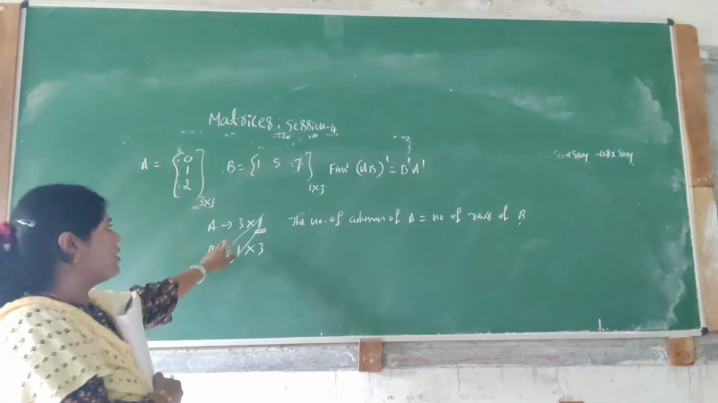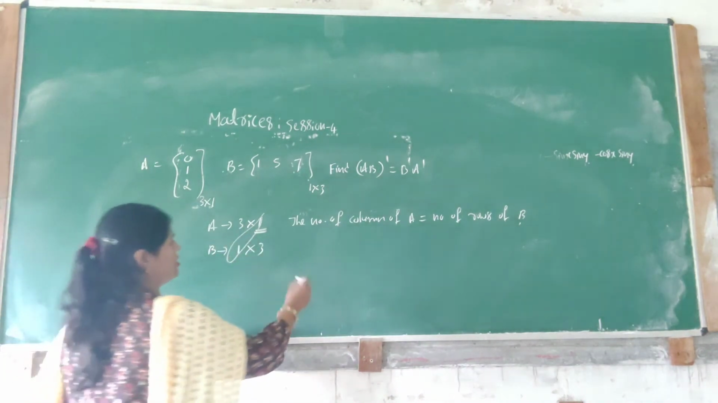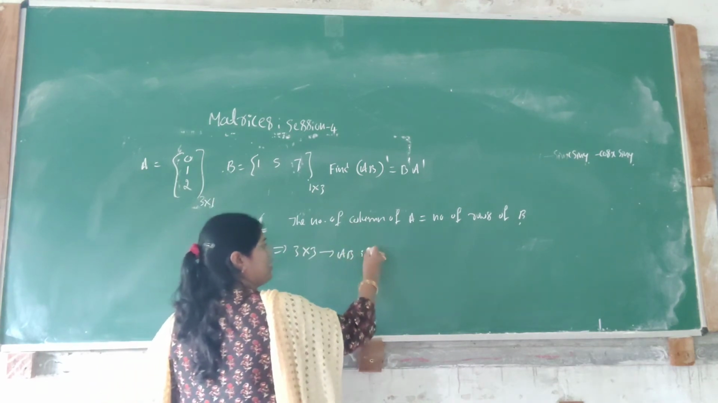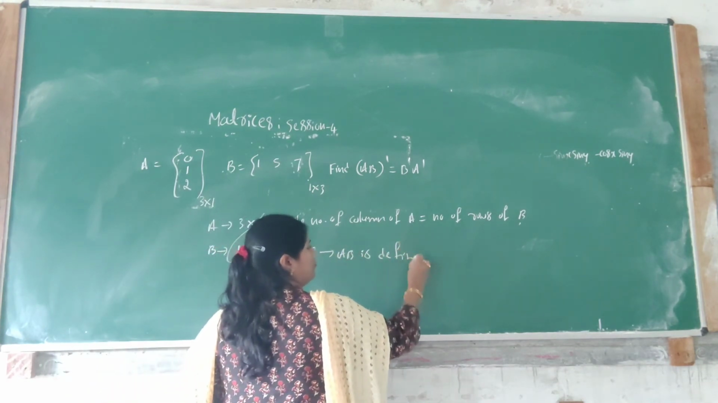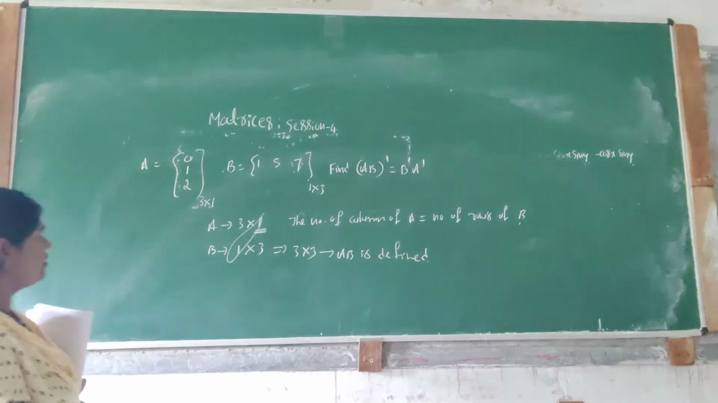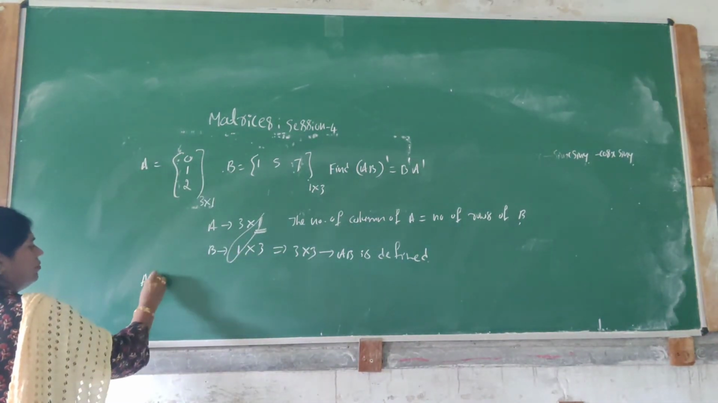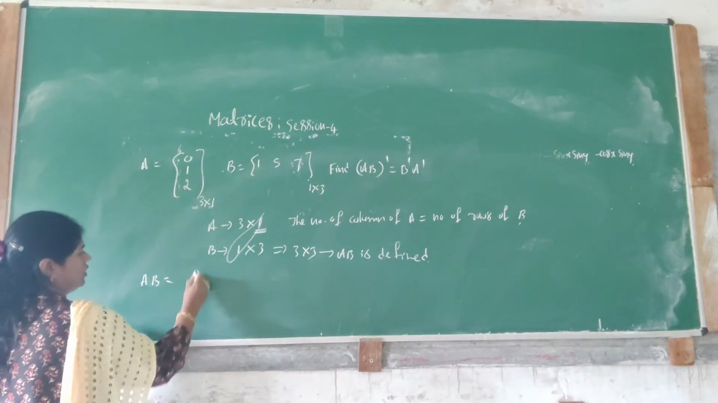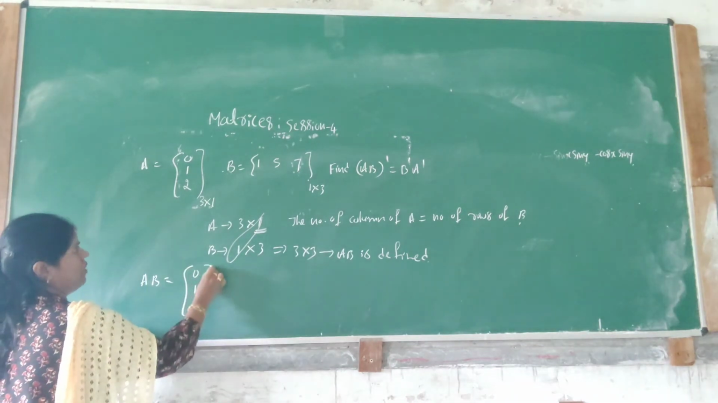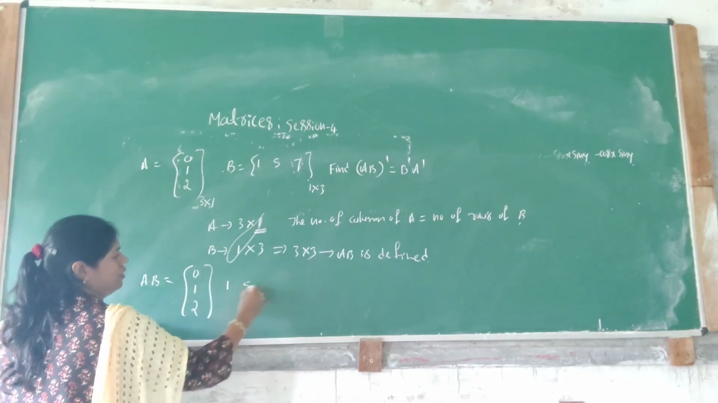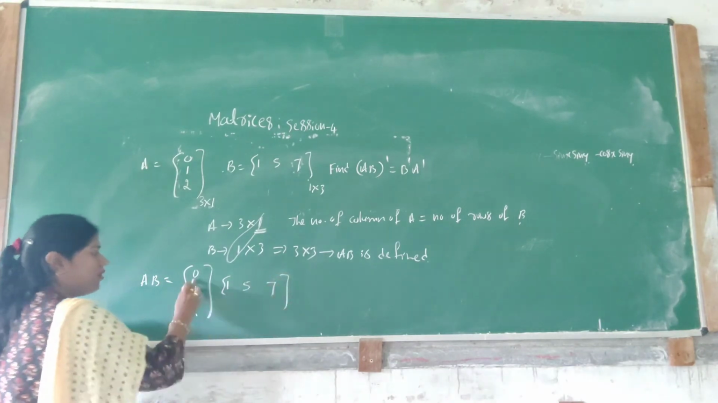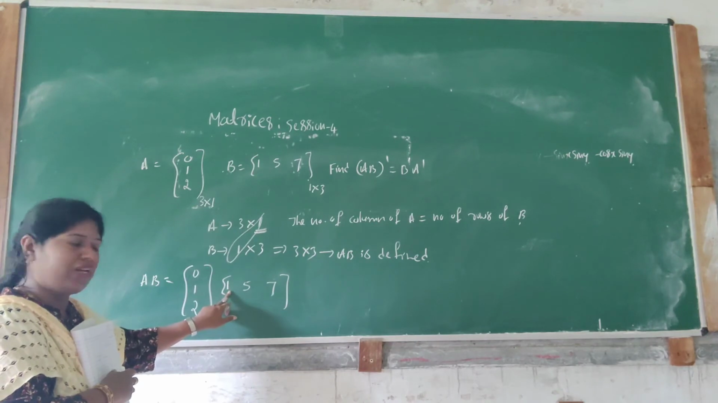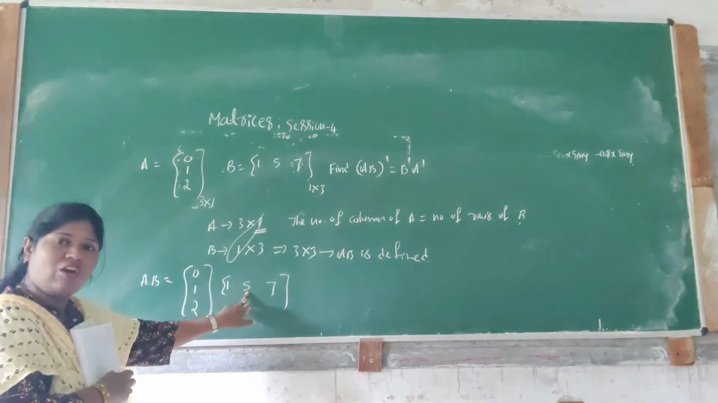How will AB be defined? It should be of order 3 cross 3. Then only AB is defined. So how is AB? A is 0, 1, 2. What is the B value? B is 1, 5, 7. In the first row only one element, in the first column only one element. First row, one element; second column, one element.